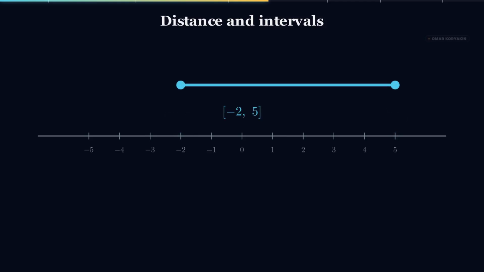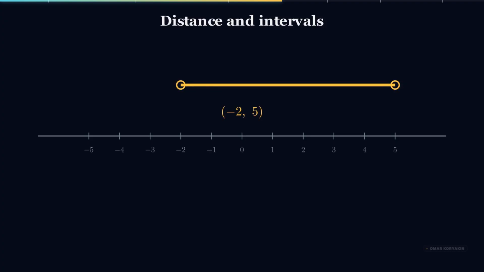Now 4 interval forms. The first is the closed interval from negative 2 to 5, a blue segment running along the upper part of the screen, with solid blue dots at both ends. The label above the segment reads bracket, negative 2, 5 bracket. The square brackets on both ends mean both endpoints are included. The set contains negative 2, 5, and every number in between.